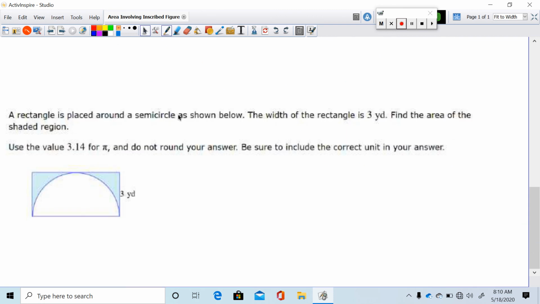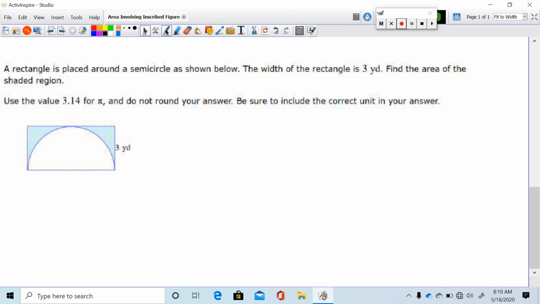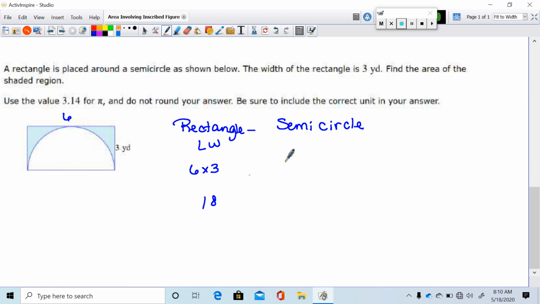The next one, the large shape is a rectangle. They are cutting out a semicircle, half of a circle. Rectangle is length times width. The width is 3. The length is 2 times longer than that, so 3 plus 3 is 6. So 6 times 3 is 18.